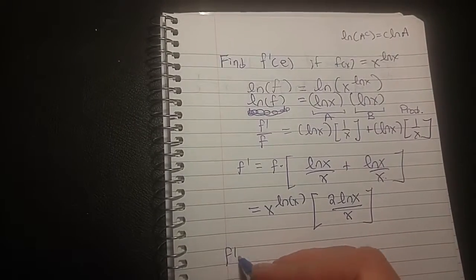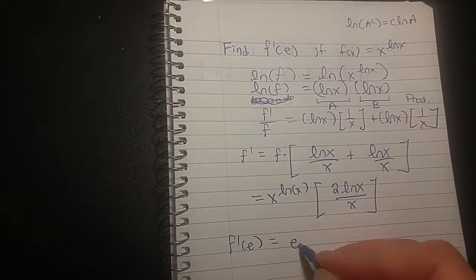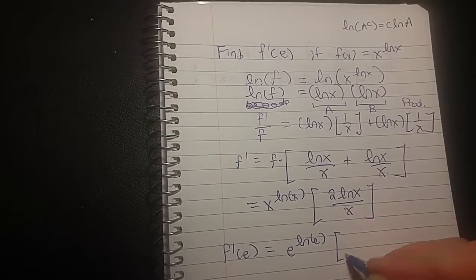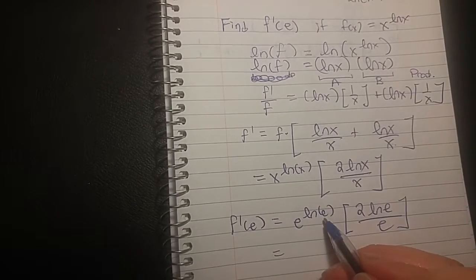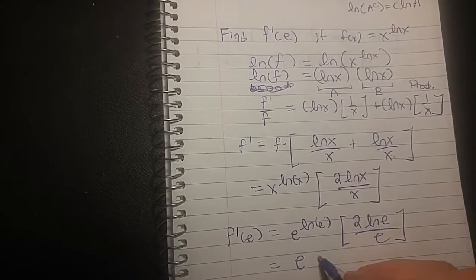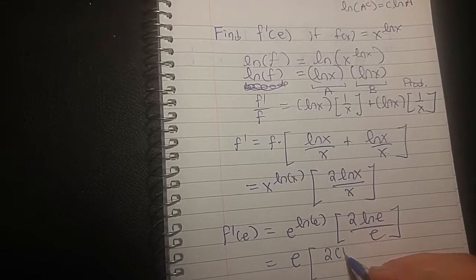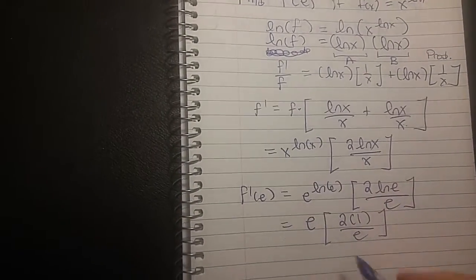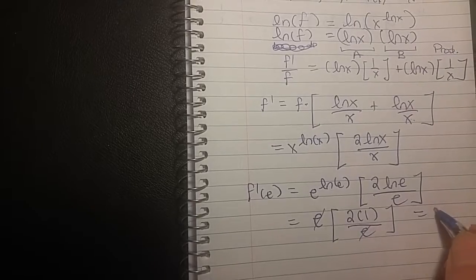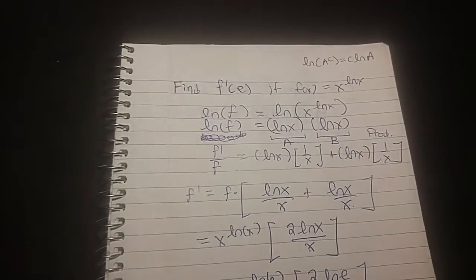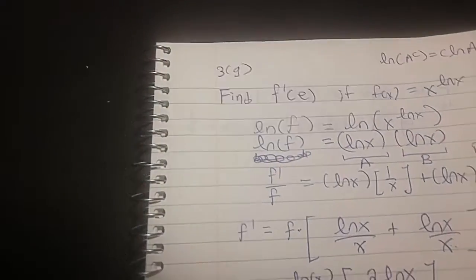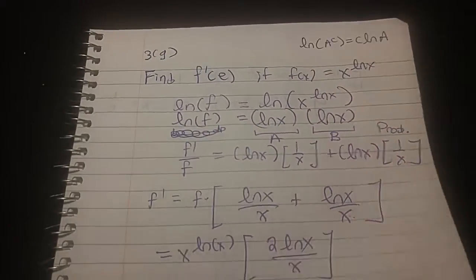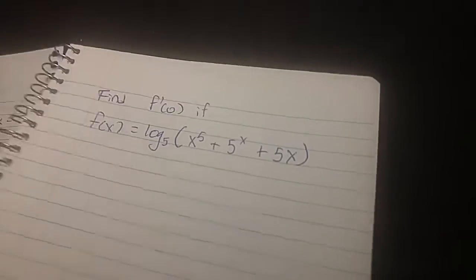Now we'll evaluate f prime of e. So I'll have e to the power of ln of e times 2 times ln of e over e. Ln of e is 1, so we have e to the 1 multiplied by 2 times 1 over e. E over e cancels, and we get 2. That's the answer for that question. I think it was question 3G or something like that, on one of the sheets, maybe in the math review, the test 1 review sheet. I can't remember which one.